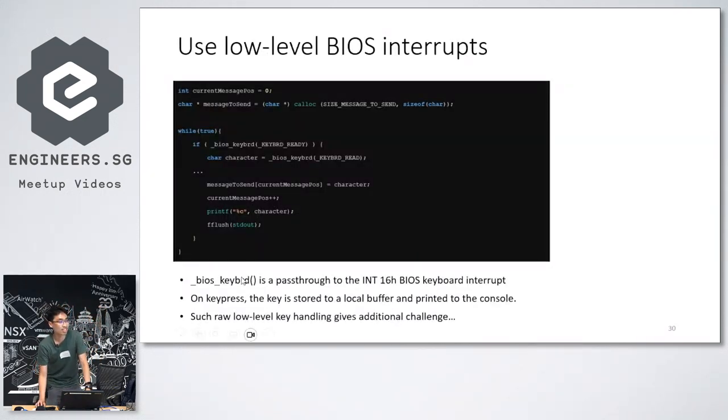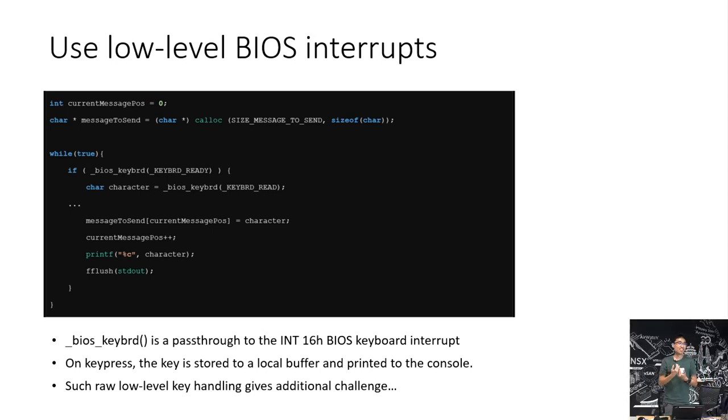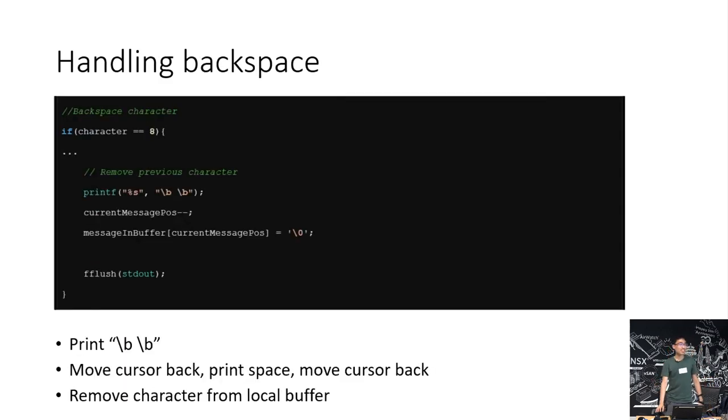So this is actually a very low-level C function, which directly calls the BIOS function to check whether the user has pressed a key. If the user has pressed a key, then I extract the key. What is the key value? And I have to store it to my local buffer. Now this problem doesn't end there. How do you handle backspace? When the user presses backspace, this is the key for backspace. You need to remove the previous character, move the cursor back, then after you print something, move the cursor back again. Very low level, and then you store it to the local buffer.